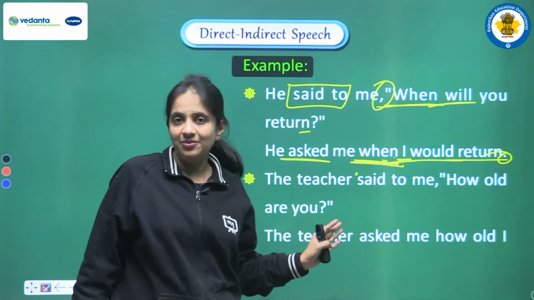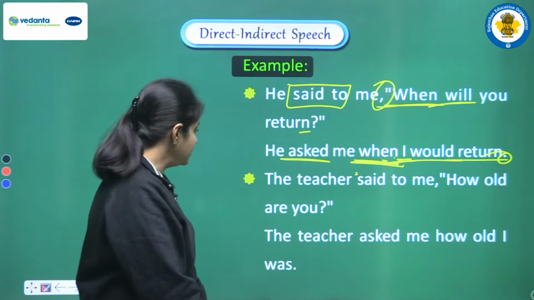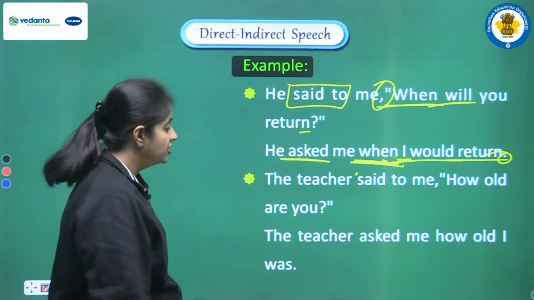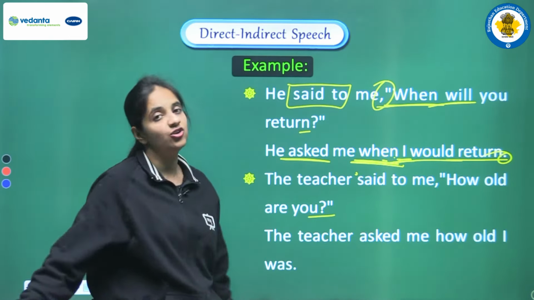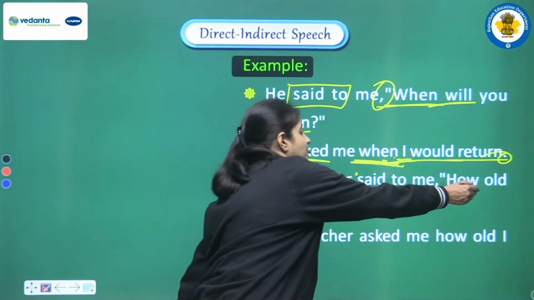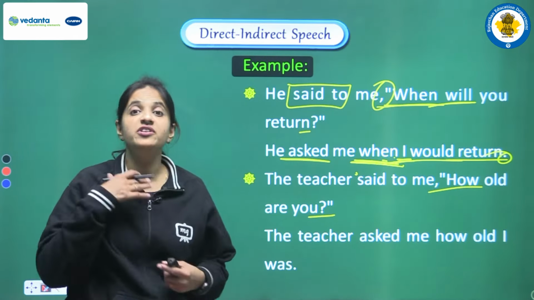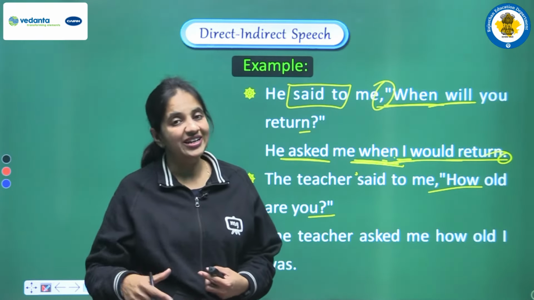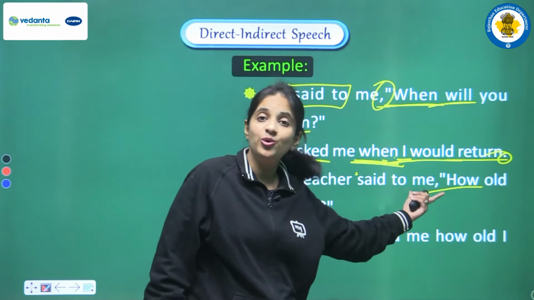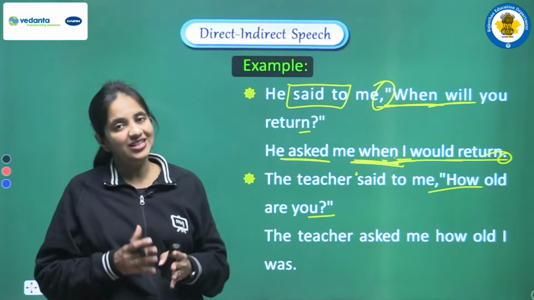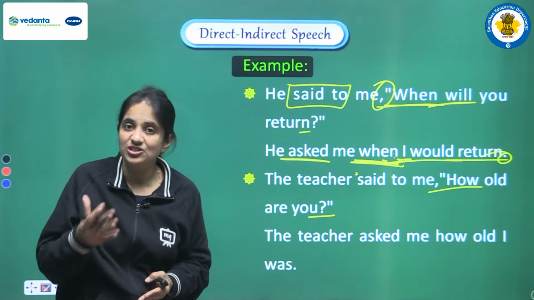Next, one more example for our practice. Let's see. The teacher said to me, how old are you? It is also an interrogative sentence, with a question mark at the end of the sentence, and we have "how". How is also included in the category of WH words. Don't get confused that we don't have W here, but yes, how many, how much, all these words are also known as WH words only.